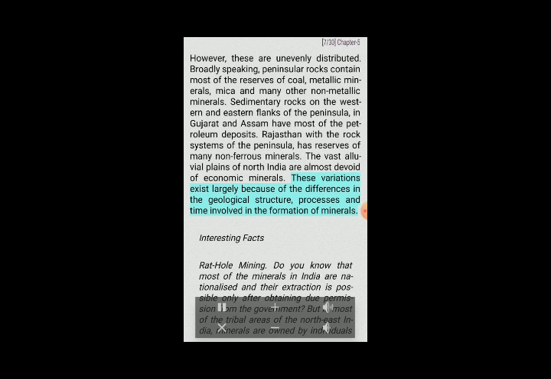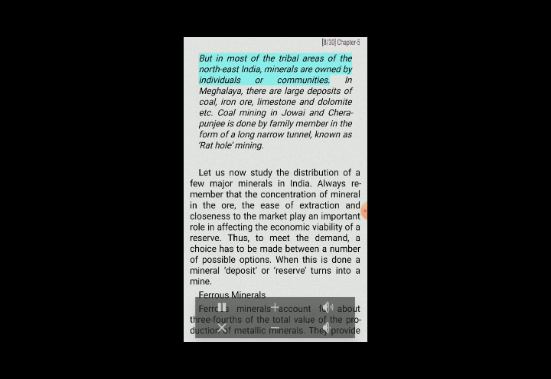These variations exist largely because of the differences in the geological structure, processes and time involved in the formation of minerals. Interesting facts. Rat hole mining. Do you know that most of the minerals in India are nationalized and their extraction is possible only after obtaining due permission from the government? But in most of the tribal areas of northeast India, minerals are owned by individuals or communities. In Meghalaya, there are large deposits of coal, iron ore, limestone and dolomite, etc. Coal mining in Jowai and Cherrapunji is done by family members in the form of a long narrow tunnel, known as rat hole mining.